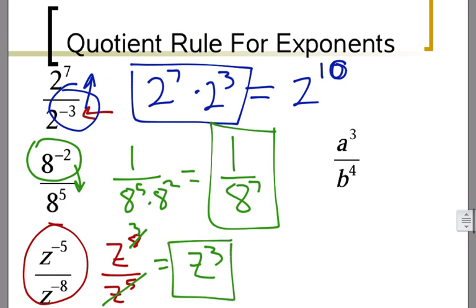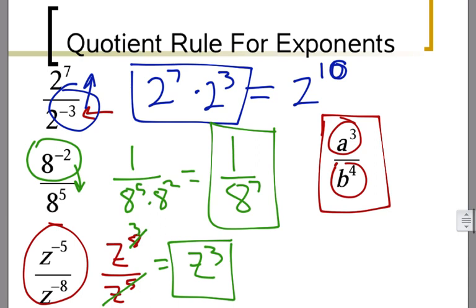Now, I put this last problem on here just to remind you that just because there's a variable on top and there's one with the exponent on the bottom, you can't cancel them unless they're the same base. So that's what I have for you for the quotient and other exponent rules here. And by other, I meant negative exponent rules.